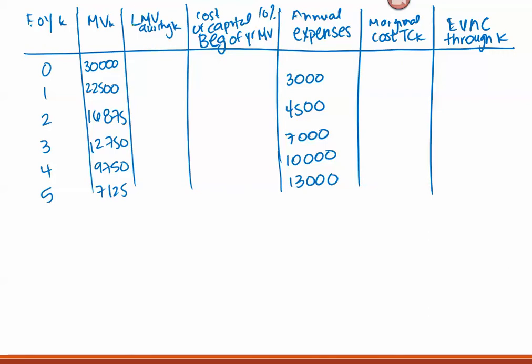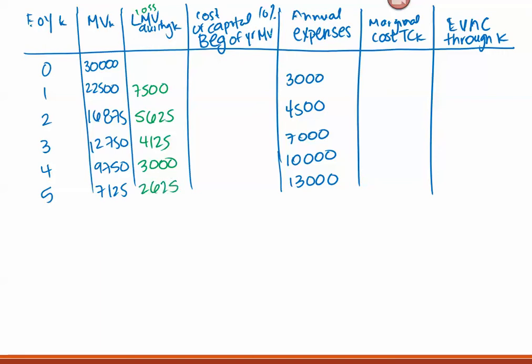So the loss, so this is loss in market value, is this minus that, and we put it right here. So 30,000 minus 22,500 is 7,500. 22,500 minus 16,875 is 5,625. I'm just going to continue. Make sure to do the work on your own so that you know that you can do this.